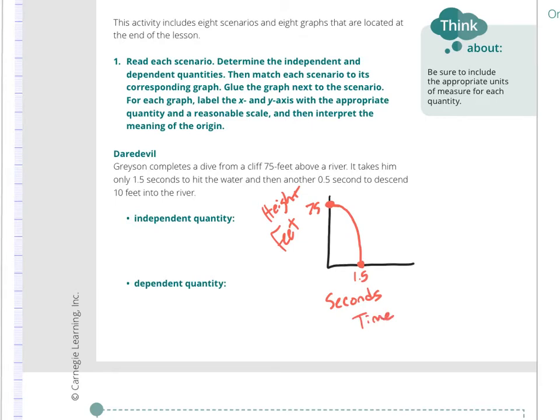And then he goes into the water. Now, once you hit the water, you're not going at the same speed, so this was going to slow down a little bit. And after 0.5 seconds, he's 10 feet under. Okay? So this is the graph I would be picturing in my head. Now, because I pictured it this way, this makes the independent and dependent quantities very easy for me. The independent is your x-axis, and we said seconds or time. So I'm going to write time. The dependent is your y-axis, and we said height or feet.